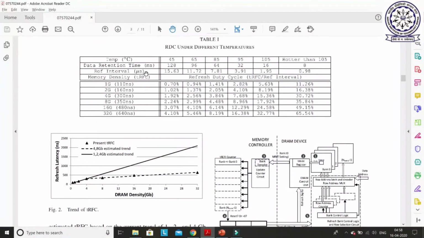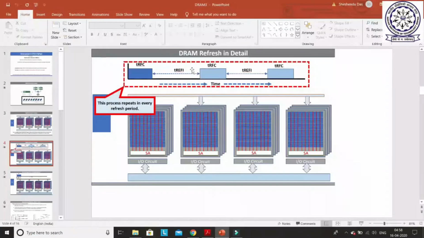So the refresh interval is here, it is 15. Since this retention time is decreasing, the refresh interval will also decrease like this. So the results here show that during each refresh interval, for example, from here to here, how much percentage of time is a bank or a rank blocked for just refresh operation?